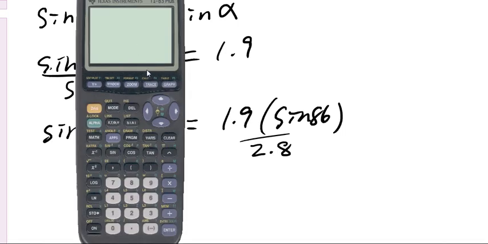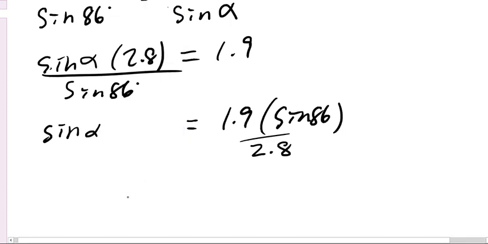You could go straight to your calculator and do this. Second function sine, 1.9 times sine of 86 divided by 2.8. I think your calculator should be able to handle all that at once if you want. 42.6. You guys get that? So what did he say? He said alpha was 54. Alpha is, we said, 42.6.